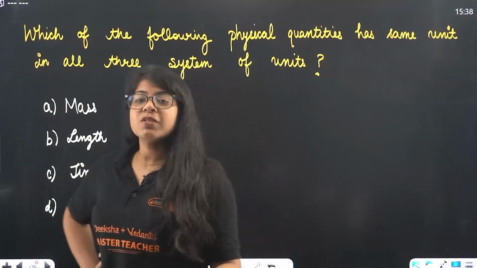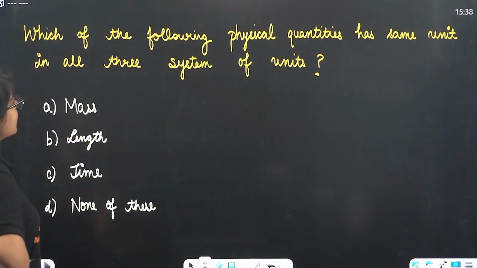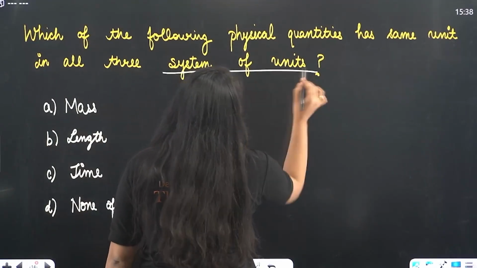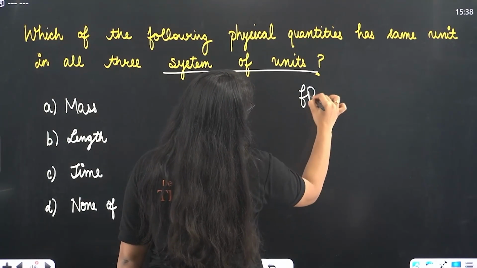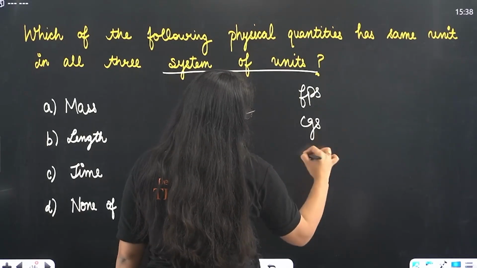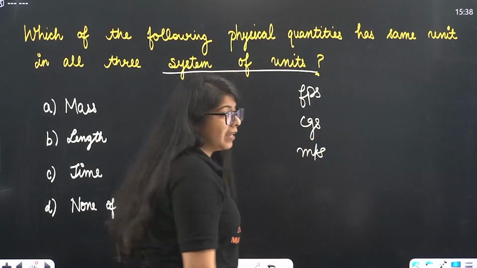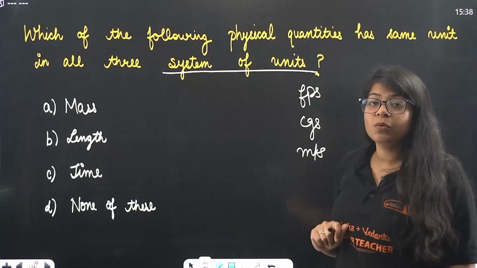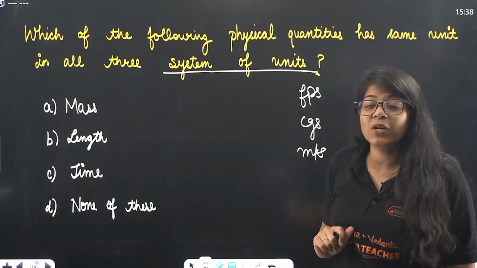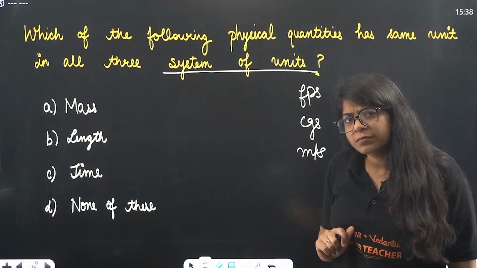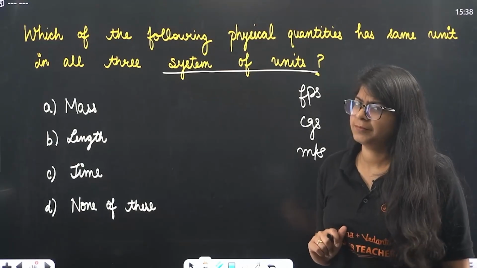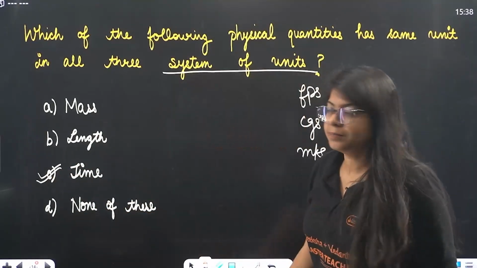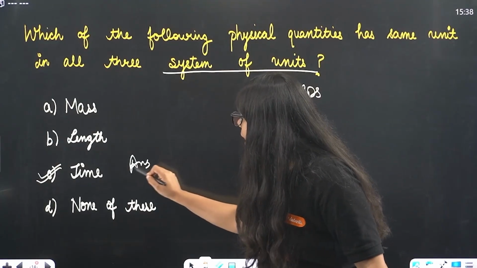Okay. Now, which of the following physical quantities has same unit in all three systems of units? What were the three systems of units? Ma'am, FPS, CGS, MKS. Very important, very easy. Ma'am, second. So which quantity has the unit as second? Meter. Mass. Time has the unit. So the answer will be time. Done. This will be your answer.